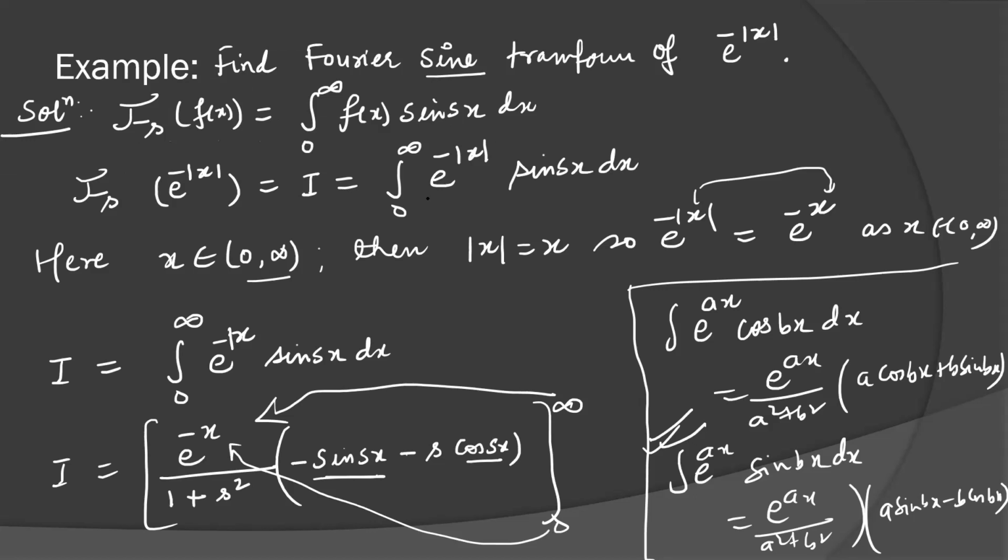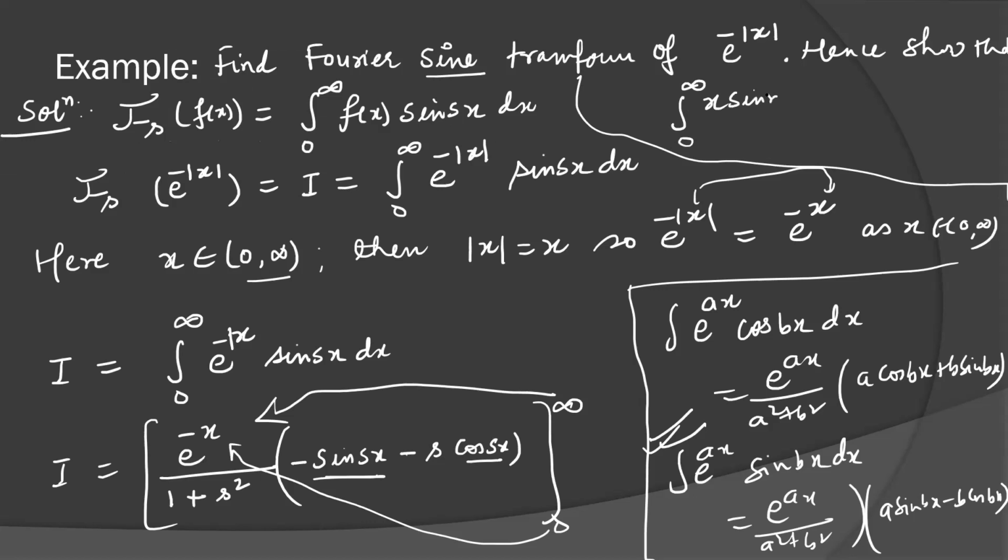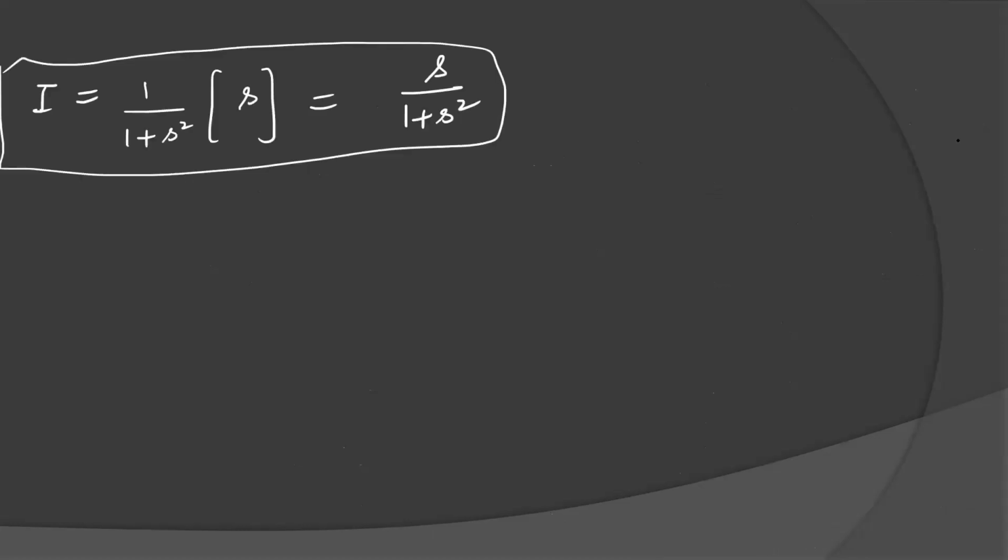But this question can be asked one more step further, so I am extending this problem: the integral from 0 to infinity of x sin(mx) over 1 plus x square dx equals pi by 2 into e to the power minus m. This is also a very famous problem. So let's proceed further.